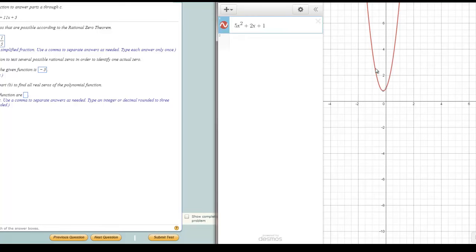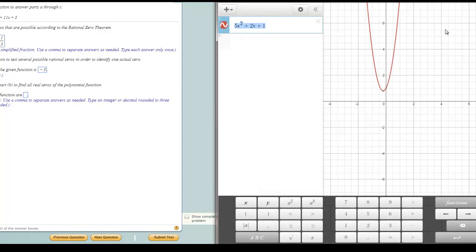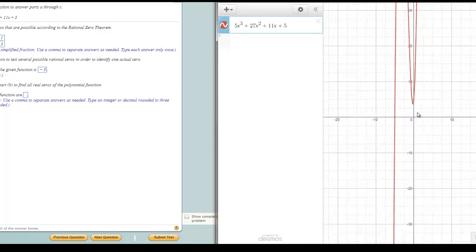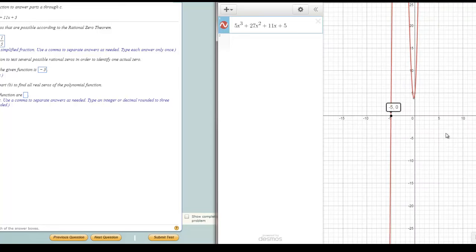And if we actually go and graph the original, like I think I had up there, 5x to the third power plus 27x squared plus 11x plus 5. Let's scroll out here, and if we look here, this graph does end up only intersecting once, which means it only actually has 1 zero.